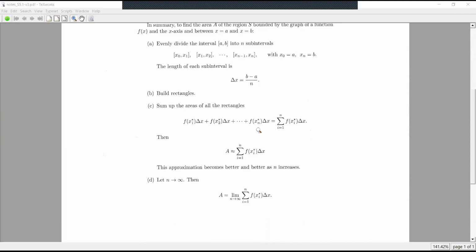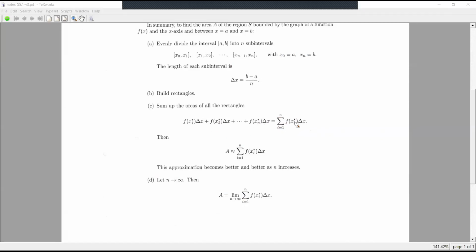This is when n, the number of rectangles, is large. This sum is a long sum. The book introduced a shorthand notation for this long sum. The book called this notation sigma notation. Sigma means summation. It is a Greek letter. The general term is f of xi star times delta x, the general term of the left side.